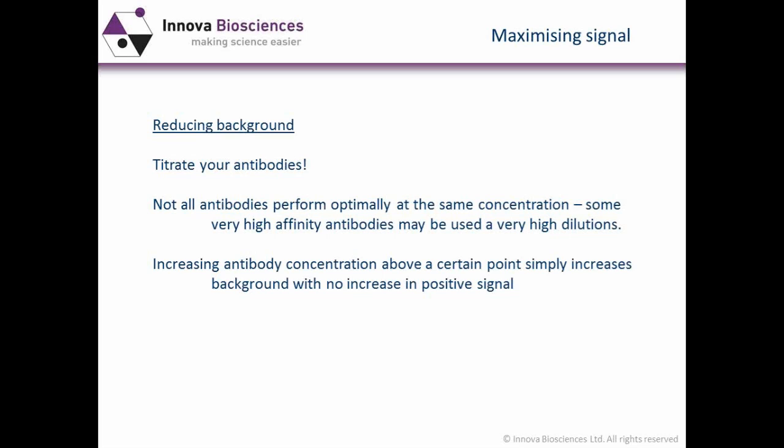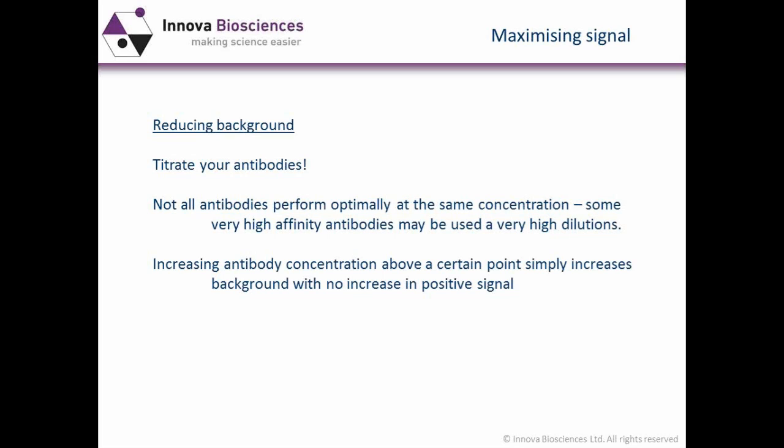Also consider the fact that not all antibodies perform optimally at the same concentration. So it is not effective simply to use all of your antibodies, for example, at 10 micrograms per mil. If you have a very high affinity antibody, you may be able to use it at a very, very high dilution indeed, in comparison to a lower affinity antibody, which may need to be used at a significantly higher concentration. Therefore, titrate all of your antibodies.